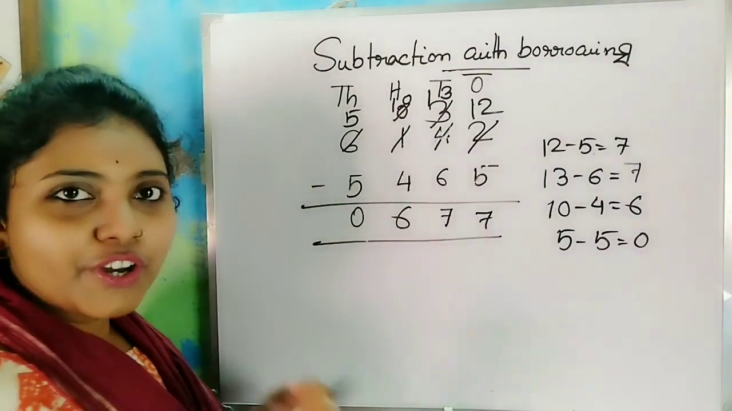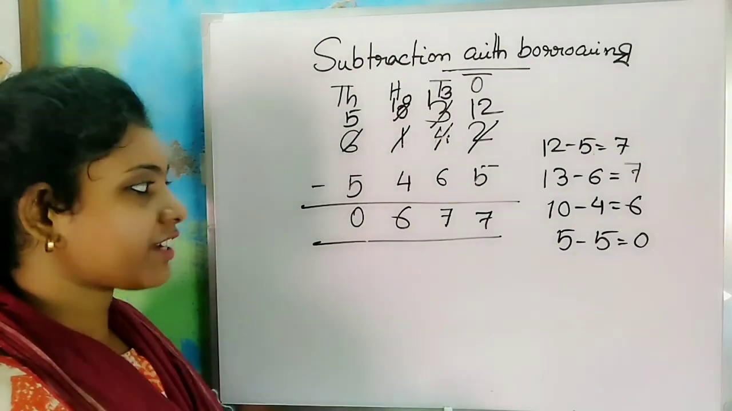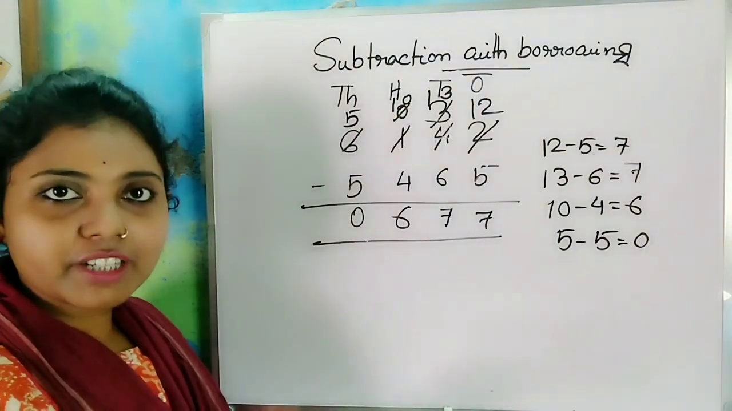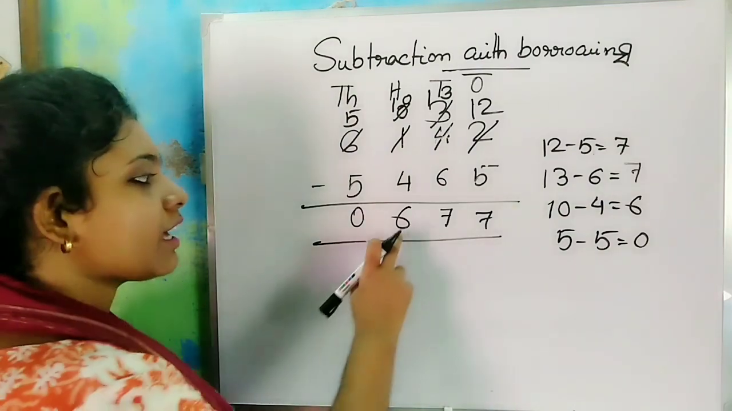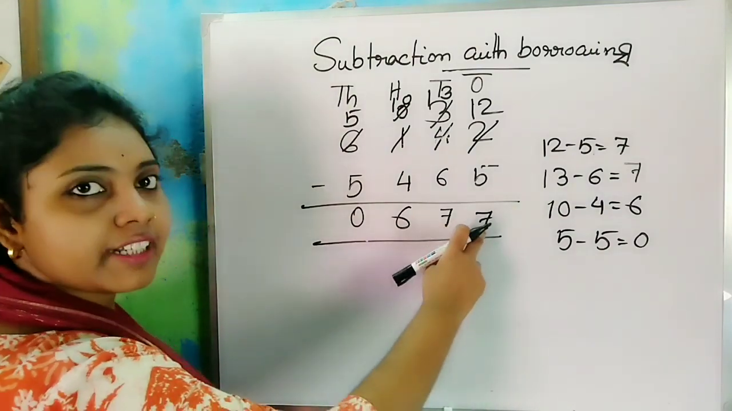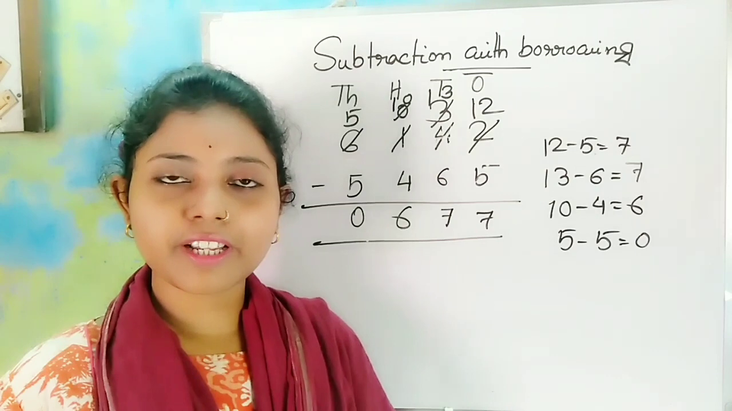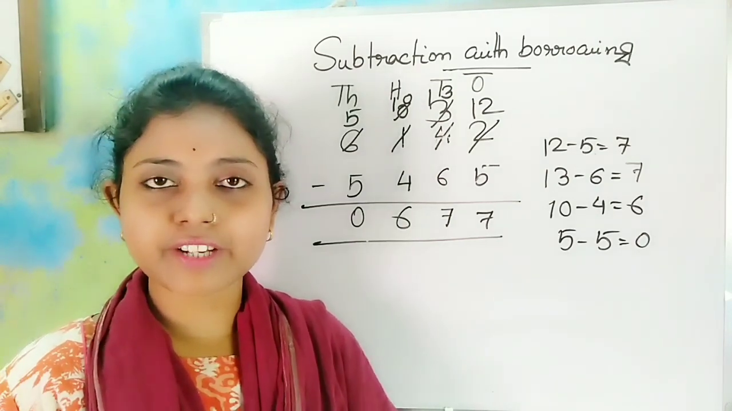So the subtraction value, that is the answer, will be 677. So students, today we have learnt about subtraction with borrowing.